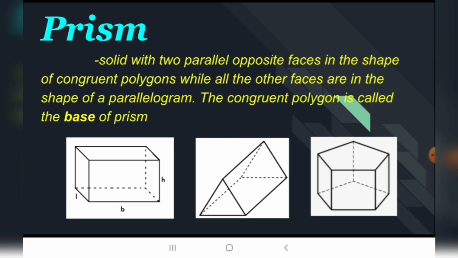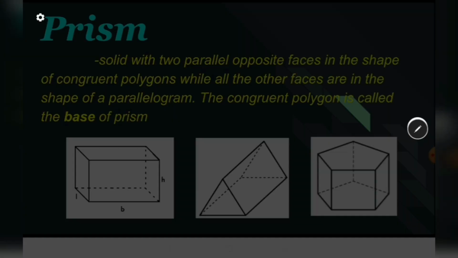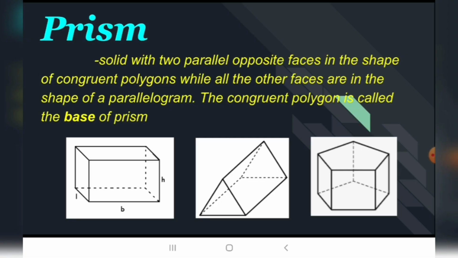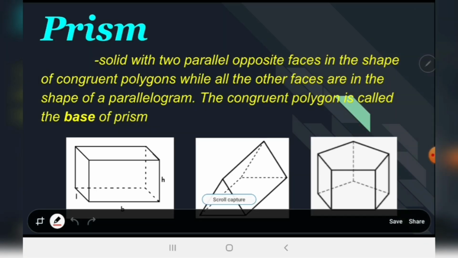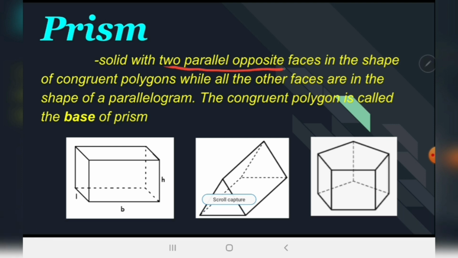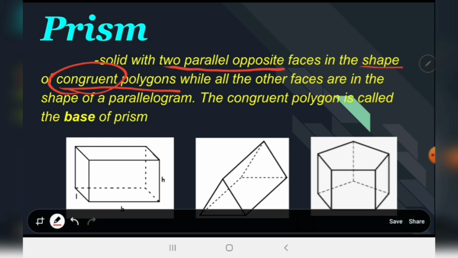First, prism. A prism is a solid with two parallel opposite faces in the shape of congruent polygons, while all the other faces are in the shape of parallelograms. The congruent polygon is what you call the base of the prism. Let us prove that the figures below are prisms. We know that a prism has two parallel opposite faces in the shape of congruent polygons. What do we mean by congruent? The other term is the same or equal polygons.